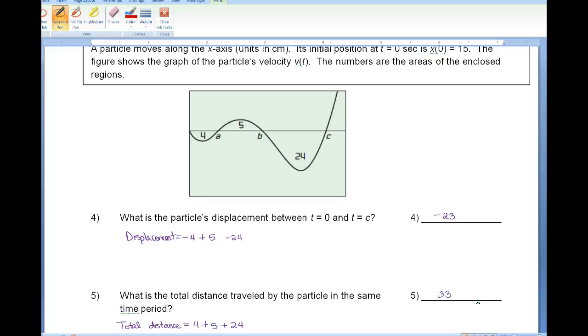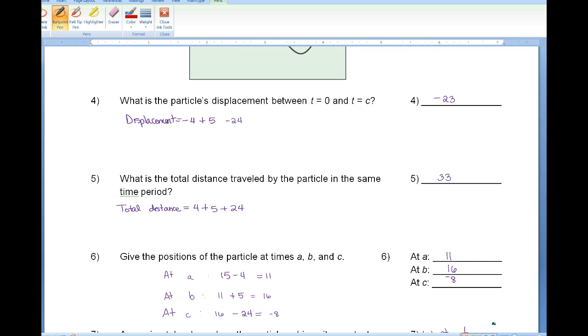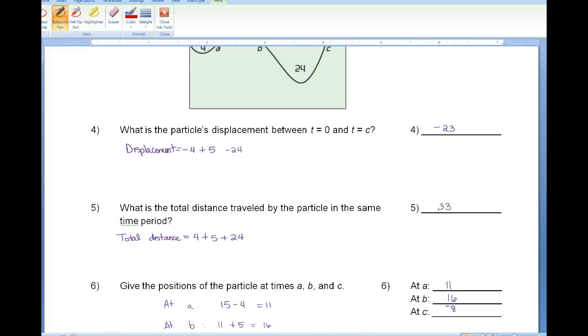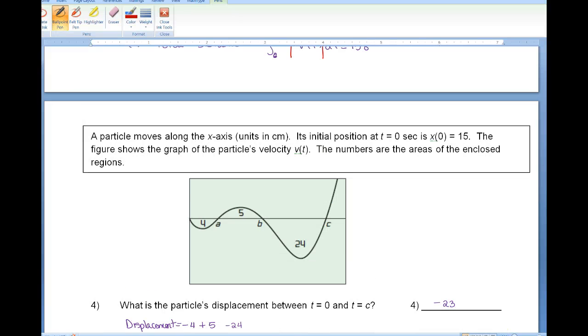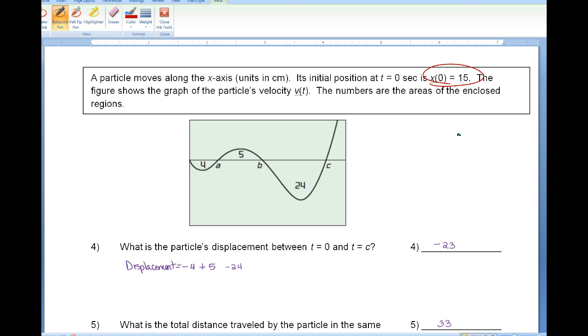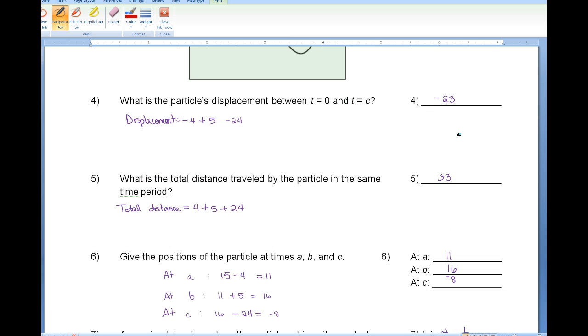The only time we use initial value is when we do the final position, which I think is this, particle's position at times A, B, and C. So at A, at B, and at C. Where did you get the 15 from? It starts at 15. So 15 minus 4 equals 11.